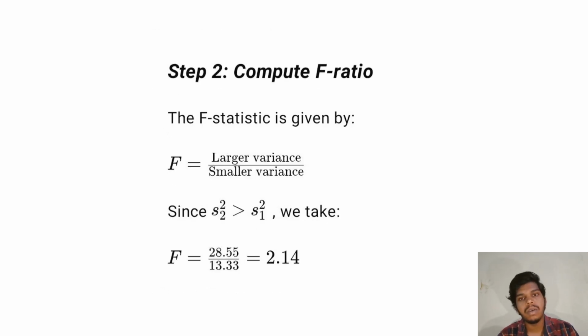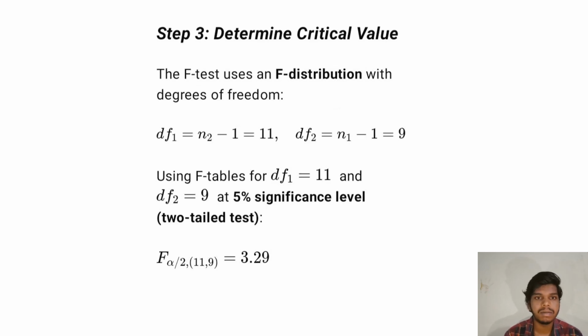And in step 2, we compute the F ratio. The F statistic is given by F equals larger variance by smaller variance. Since S2 square is greater than S1 square, we take F equals 28.55 by 13.33. We get 2.14 after the division.